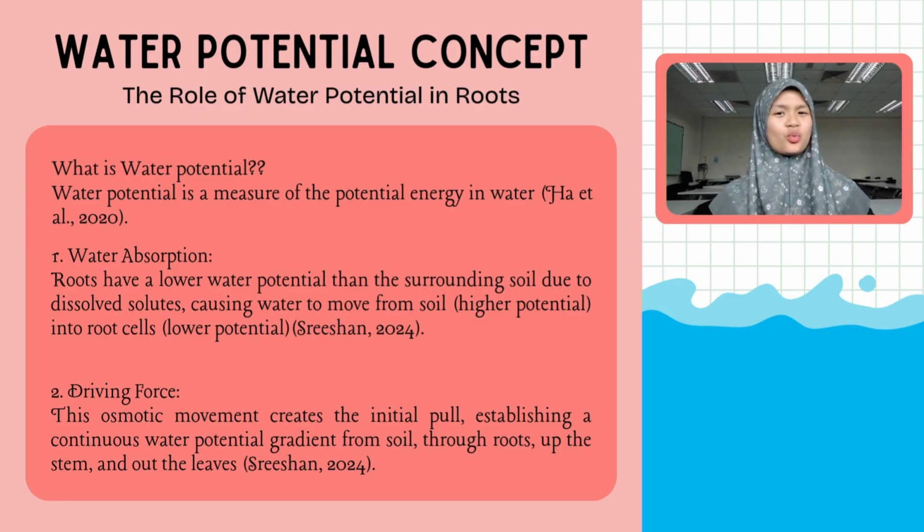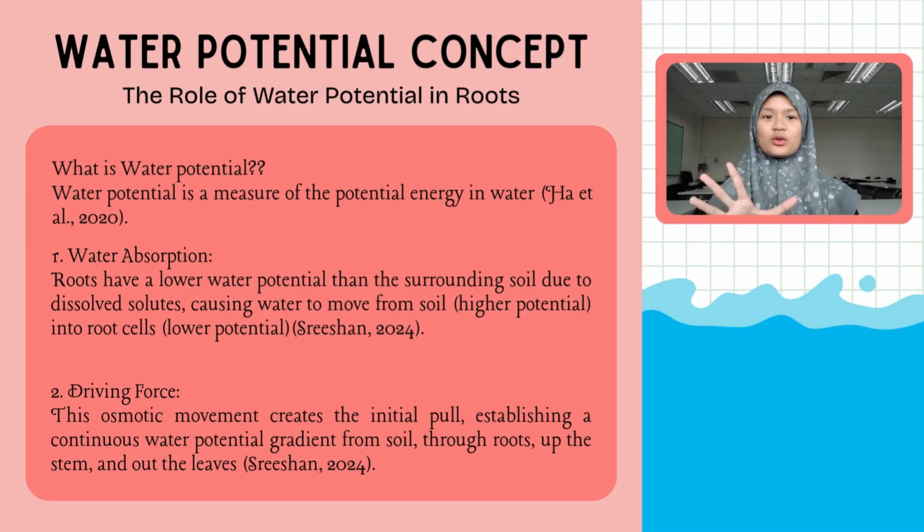So what is water potential? Water potential is a measure of the potential energy in water. Water potential in roots is crucial for drawing water from soil into the plant via osmosis, creating a gradient from soil, root, to leaf, then driving water up the xylem for photosynthesis and turgor pressure. It allows roots to absorb water against gravity and maintain plant structure.